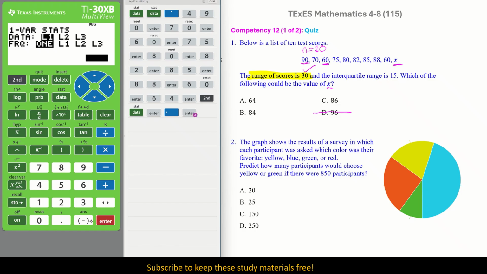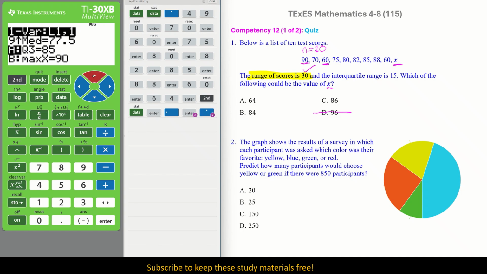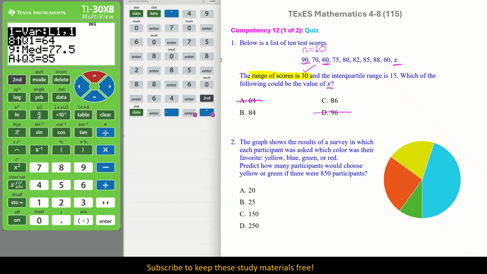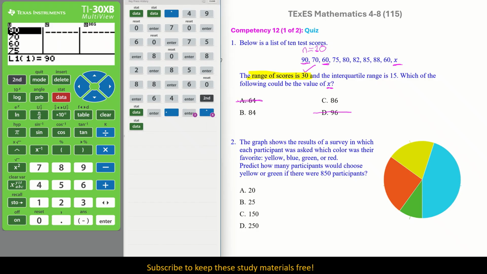Now let's push enter, and we have 10 items entered, but what we want to do is see that Q3 minus Q1 equals 15. So arrow up, all the way up so you see Q1 is here, that's 64, and Q3 is 85. That is not 15, so that's not going to work. Let's go back. Let's go data, arrow up. We have to do that again.